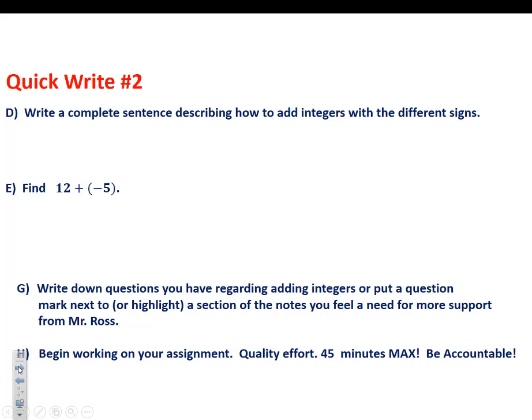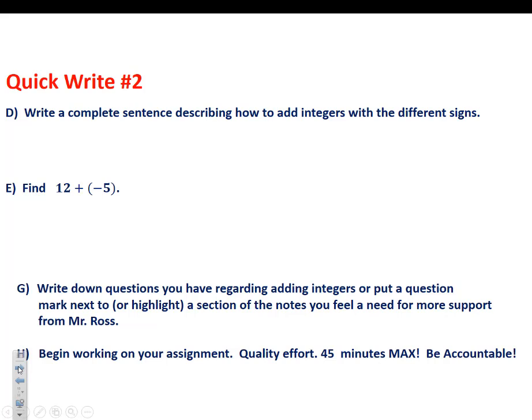Please remember to write down any questions that you have, or you can put a question mark in your notes, or you can highlight a section of your notes. Some way to say, hey, this is what I need to ask Mr. Ross about in class. When we revisit those notes, a very, very essential part of our learning, revisiting notes. It's not going to work if you haven't taken the notes. Revisiting notes you haven't taken does not work. You've got to get your notes done.